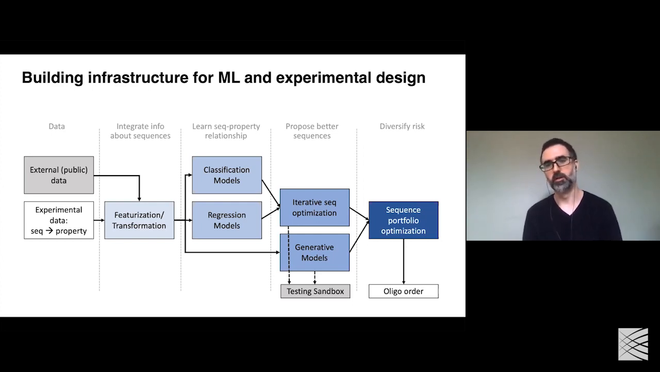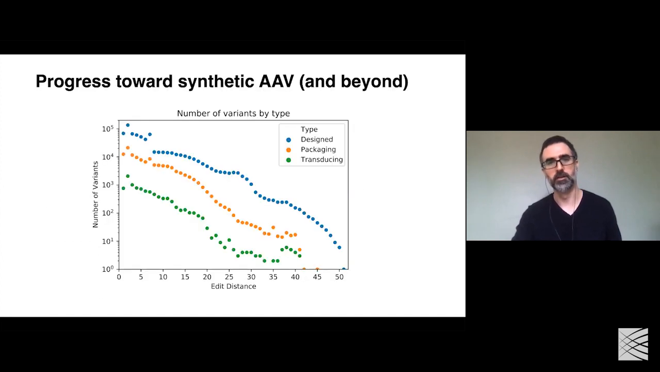Those models or even exploration strategies can all be prototyped in this testing sandbox that Sam mentioned, Flexus, which has just been released. And then from those in silico explorations, we design a portfolio of sequences, come up with some way of balancing that portfolio across the expected value of a beneficial sequence, as well as minimizing the risk, or at least diversifying the risks. And that turns into an order of oligos, which then goes into the next library.